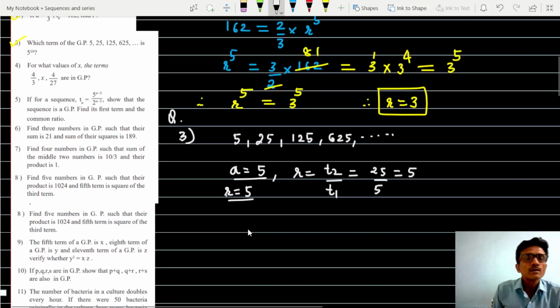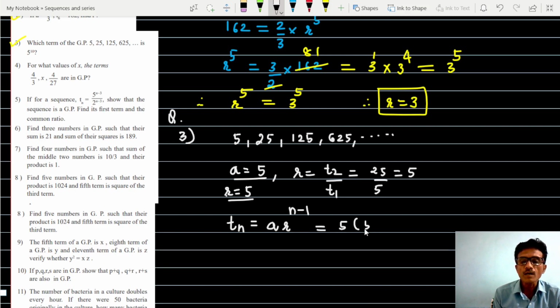Then Tn, what is Tn? Tn, nth term. Tn is equal to AR raised to power n minus 1 and it is equal to A is what? 5 or R is also equal to what? 5. It is n minus 1. Now 5 raised to power n minus 1 into 5 raised to power 1. So it gives us 5 raised to power n.